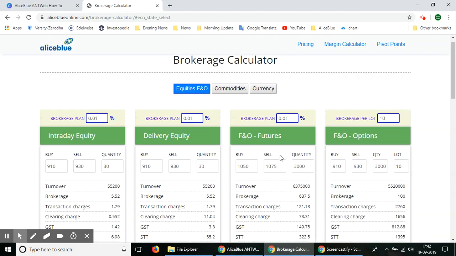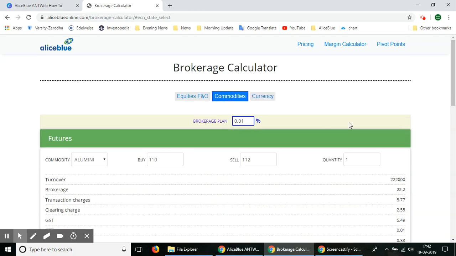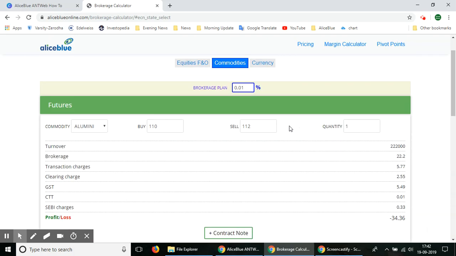So next, that was the equities F&O section. Now let's look at the commodities section. So again, commodities is also given here.